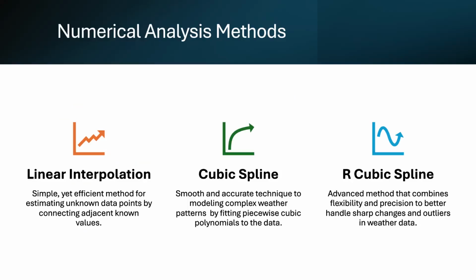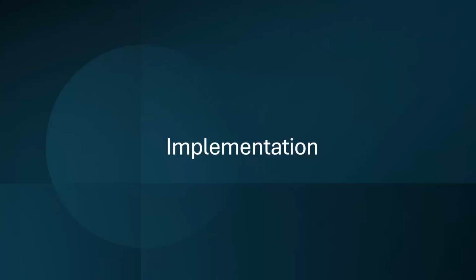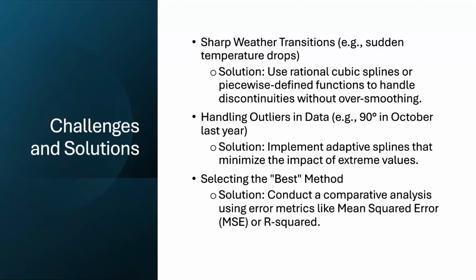So the implementation methods we chose to use were linear interpolation, a simple yet effective method for estimating unknown data points; cubic spline, a smooth technique to better fit the volatile weather data with piecewise; and rational cubic spline, very similar to cubic spline, just tends to be more efficient and effective at handling different changes. Now on to implementation. So, challenges and solutions.